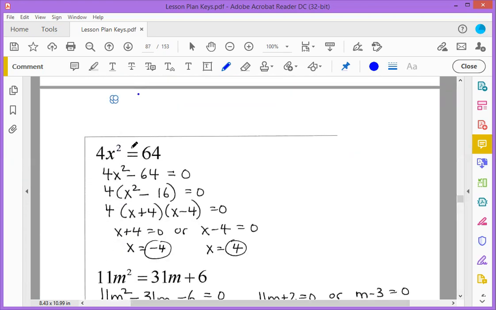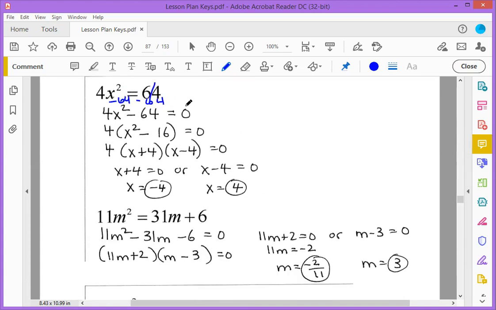We see that our equation is not equal to 0 again, so we're going to subtract 64 from both sides of the equation. The 64's will cancel on the right side, leaving 0. And on the left side, we have 4x squared minus 64. This is a difference of perfect square numbers, but before we do that, we're going to factor out our greatest common factor. We're going to factor 4 from both of these terms.